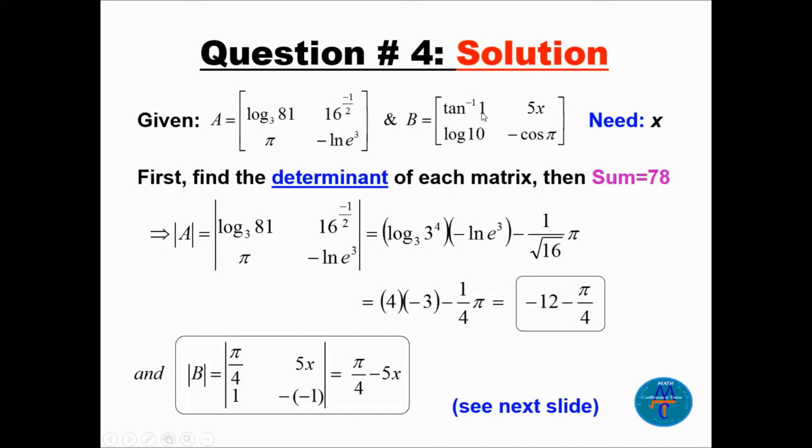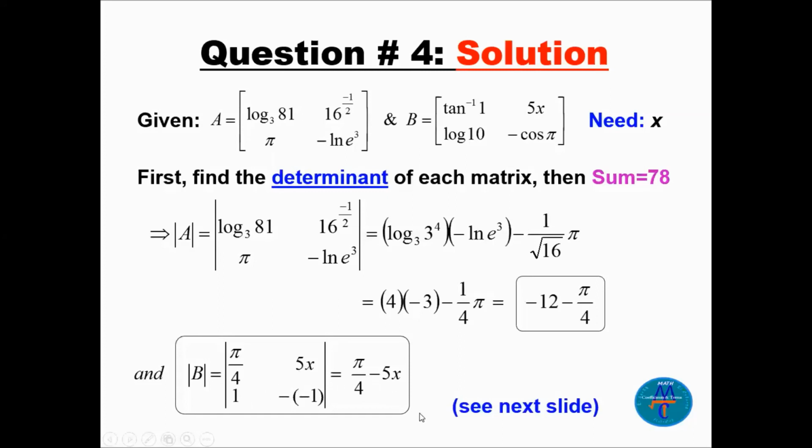Tan inverse 1: what is the angle whose tangent is 1? This angle is 45 degrees, so I will write pi over 4. Log of 10 is 1 by the property. 5x is there. Cosine pi is minus 1, and there is a minus, so that will be plus 1. Now find the determinant of B. Pi over 4 times 1 is pi over 4, minus 5x.